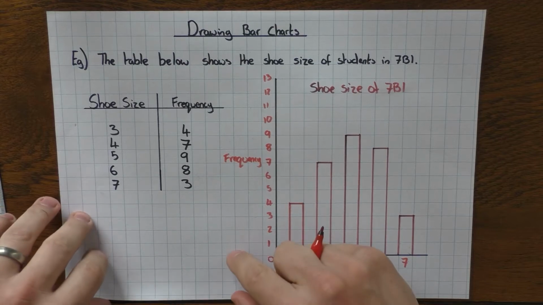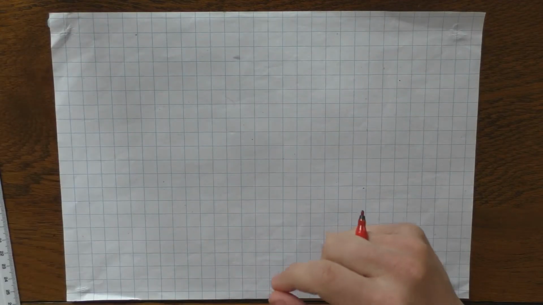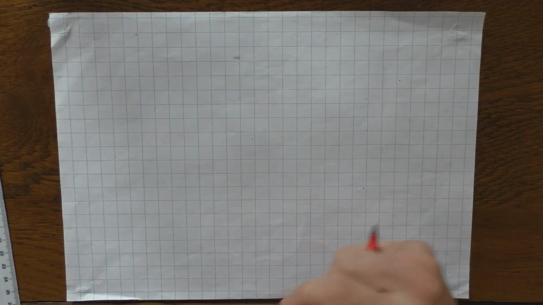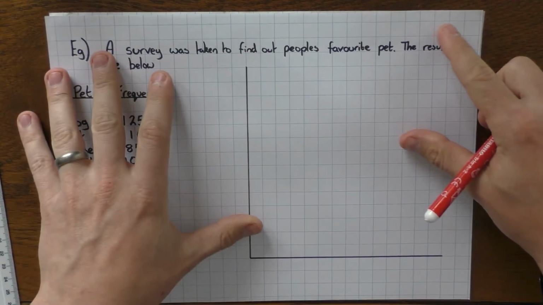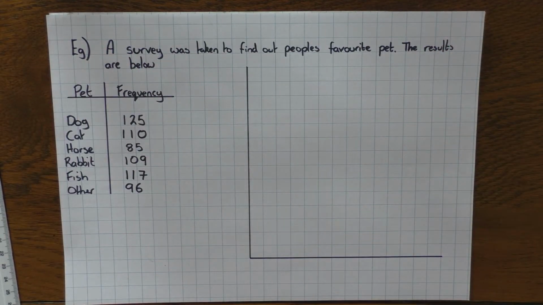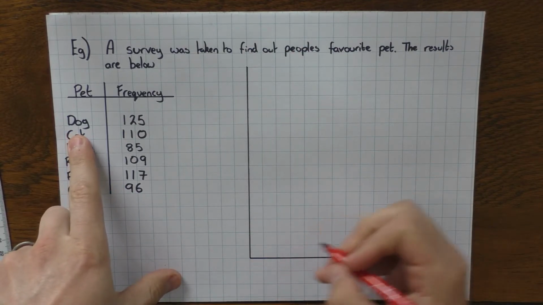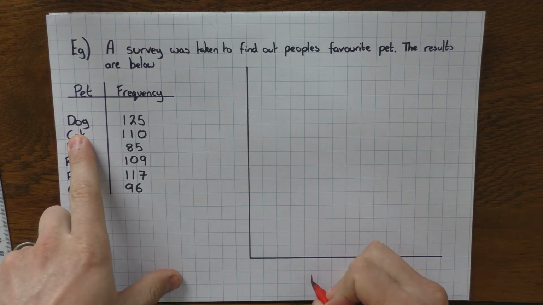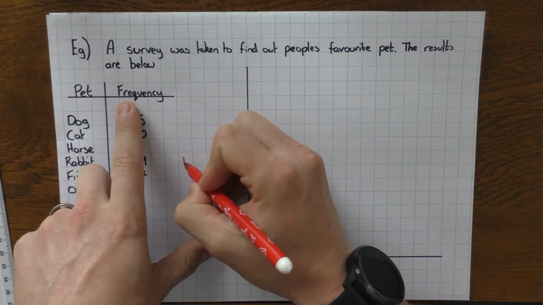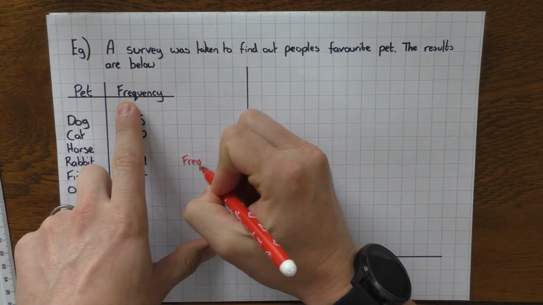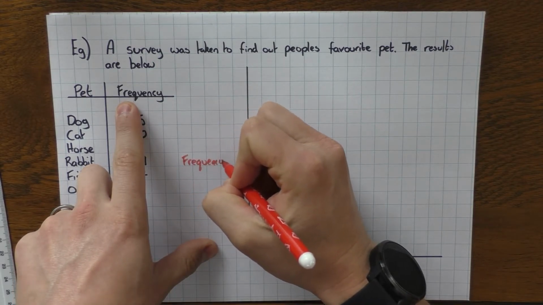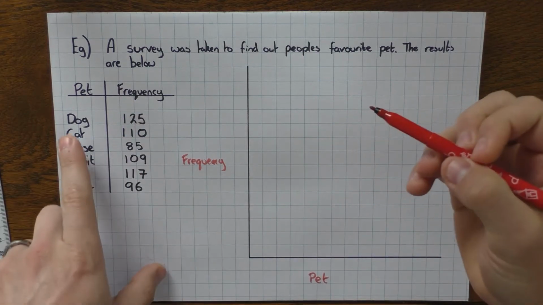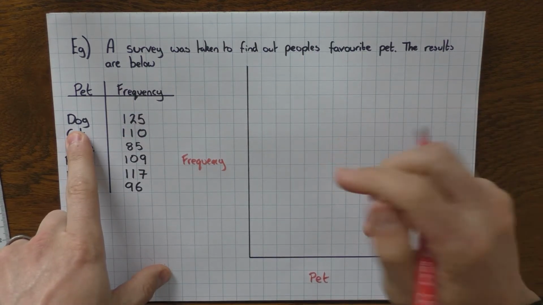So let's have a look at something slightly different, which is this one here. Okay, so a survey was taken to find out people's favourite pet. The results are below. So again, I've just drawn my axes here. I'm going to label these axes straight away. So I'm going to have pet down the bottom and frequency down the side already. And I'm going to put my pets in first.